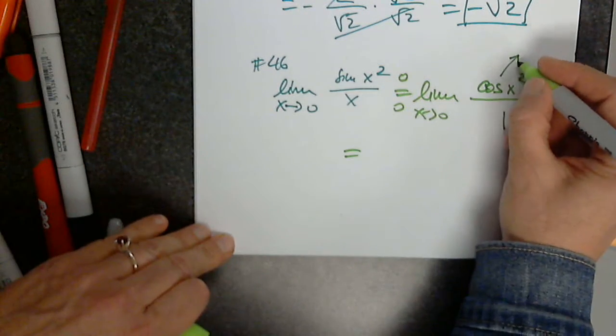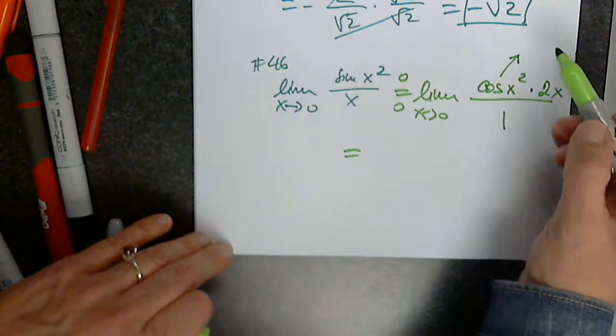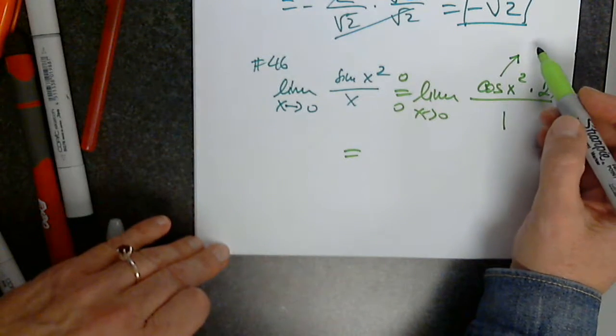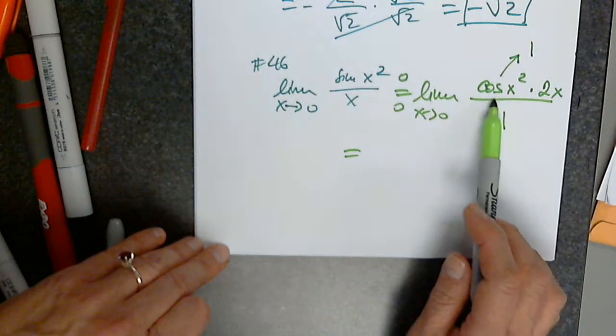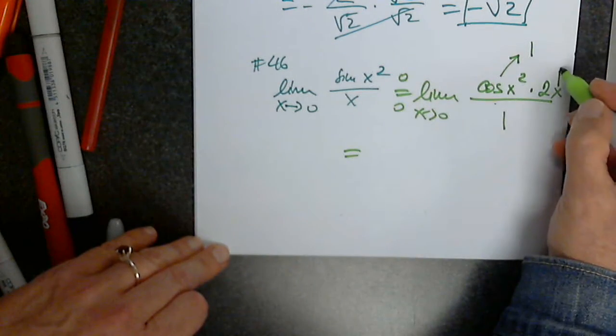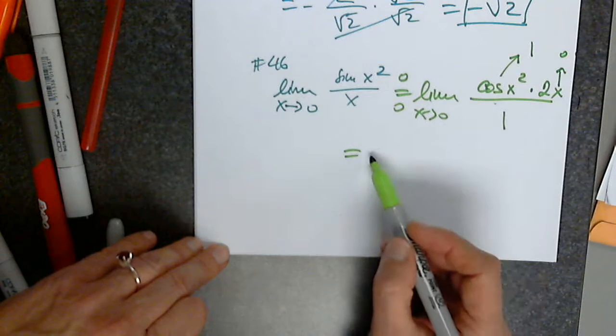Cosine 0 is how much? One, indeed. Perfect. So if this goes to 1, and 2 is 2, and x goes to 0, I have 1 times 2 times 0 over 1. What is the answer?